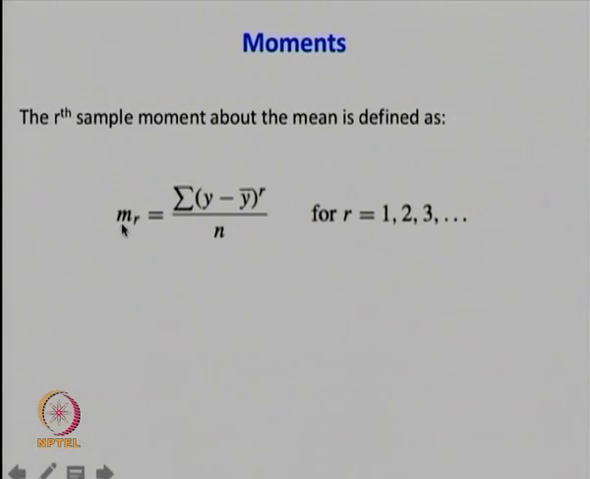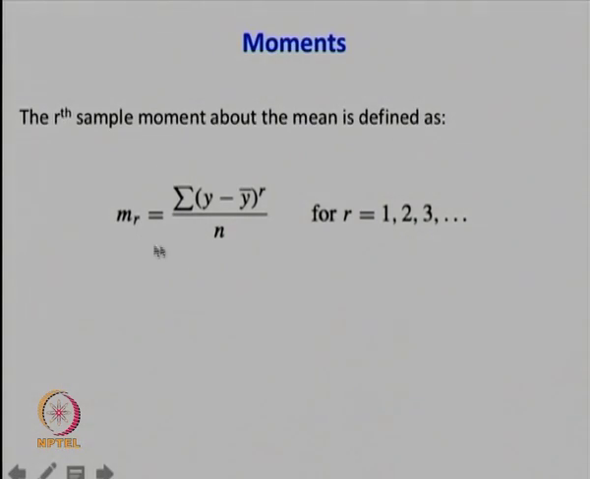Again, as before, if we put r equal to 1, the first moment about the mean is summation of y minus y bar whole to the power 1 by n, and summation y minus y bar is going to give you a value of 0, as we had determined in the last lecture. So, the first moment about the mean is 0.